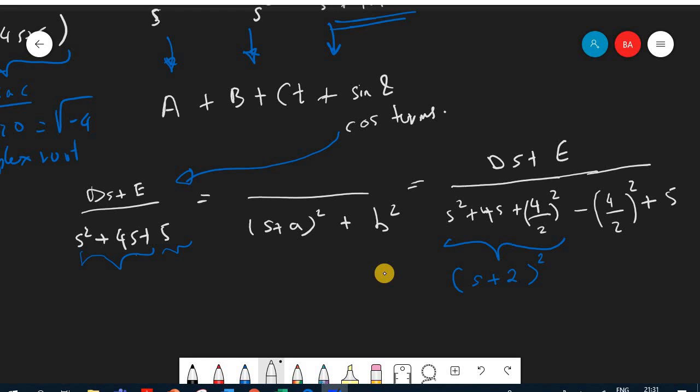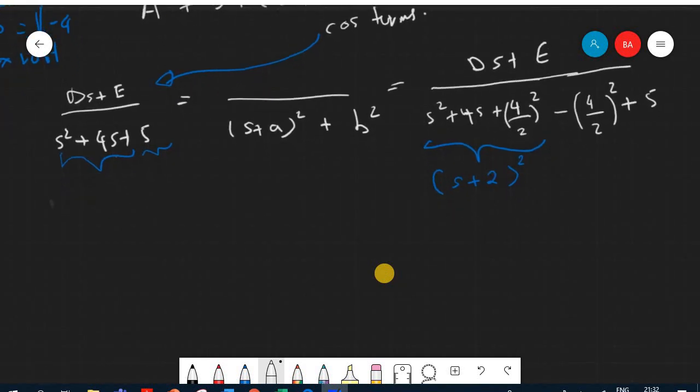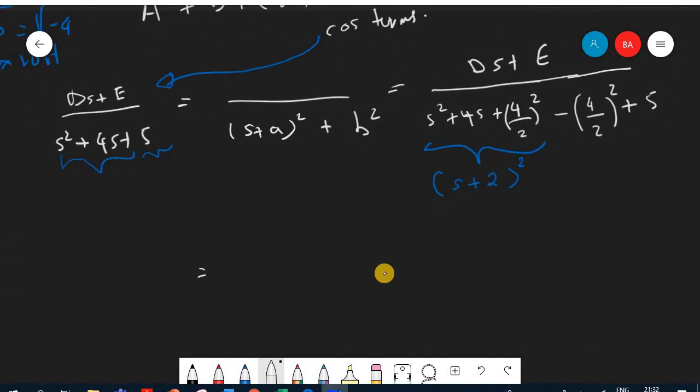So what do we have now? We have (s plus a) the whole thing squared. Beautiful. And the second term here. So let's continue and write that again. So that is (ds plus e) over (s plus 2) the whole thing squared, plus 5 minus 2, and 5 minus 2 is 3, plus 3.